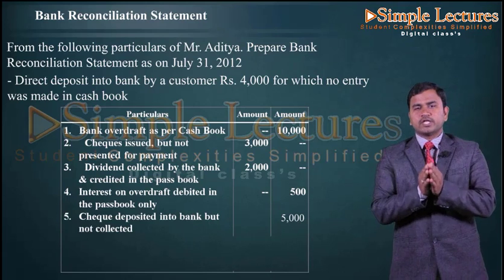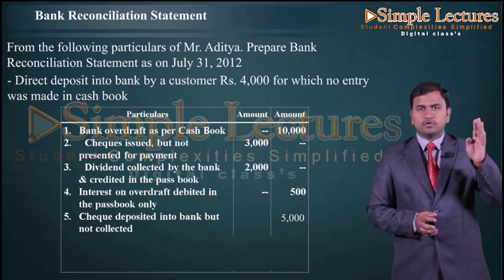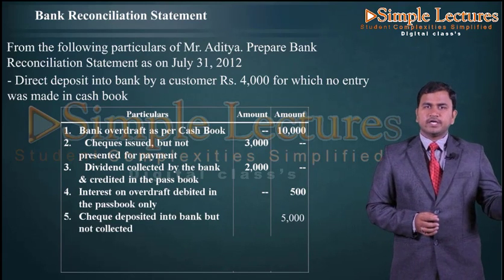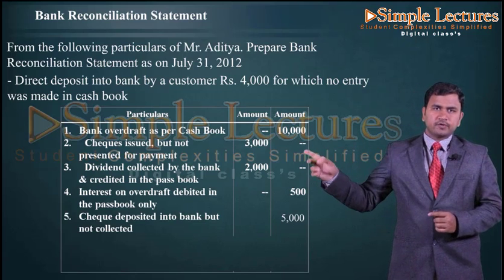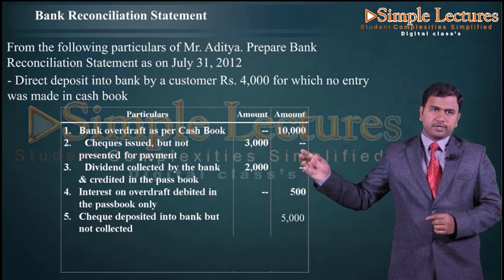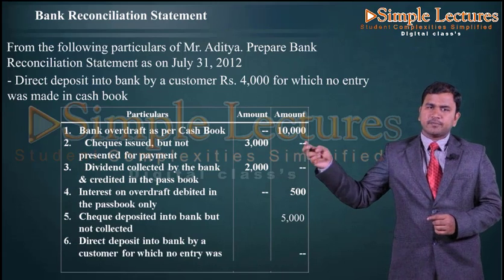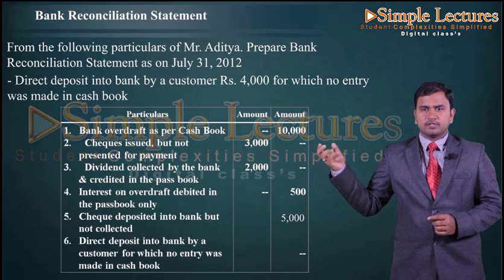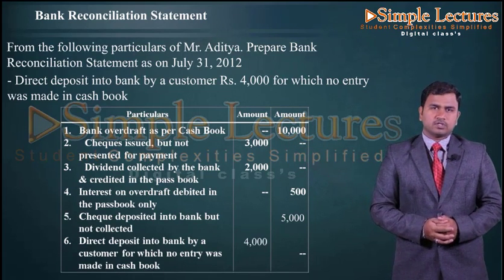So the amount directly deposited by the customer, which is 4000, was not added in the cash book. That's why we are going to add it in the bank reconciliation statement. Serial number 6, direct deposit by a customer, in the positive amount column, 4000.